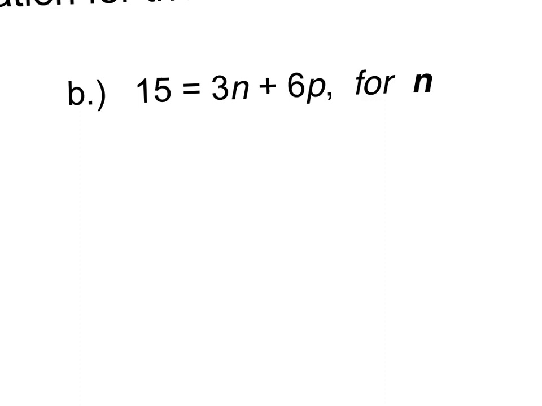Now notice that I can actually divide 15 and 6 and 3. I can simplify all those. All of those are divisible by 3, so I'm going to do that. 15 divided by 3 is 5. 6 divided by 3 is 2, with the p there from before. And 3 divided by 3 is 1, but I don't need over 1. So the best answer would be 5 minus 2p equals n.